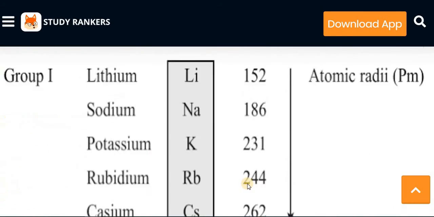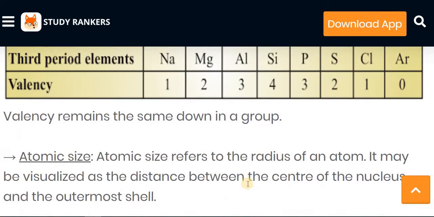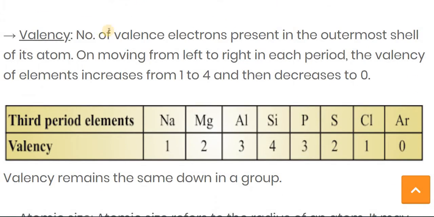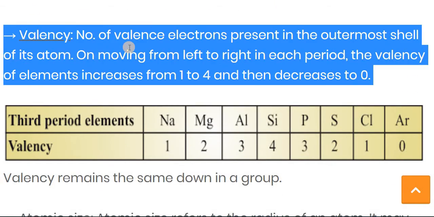Let's revise one more time, then after that we will move further to the metallic character. So, trends in the modern periodic table. The first characteristic is valency, the number of valence electrons present in the outermost shell of its atom. On moving from left to right, its valence increases up to 4, and then after it decreases from 4 to 0. And if you are talking about the group, in the group the valence electron remains the same.